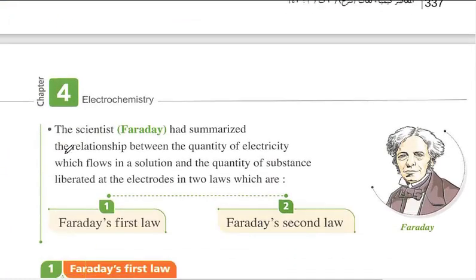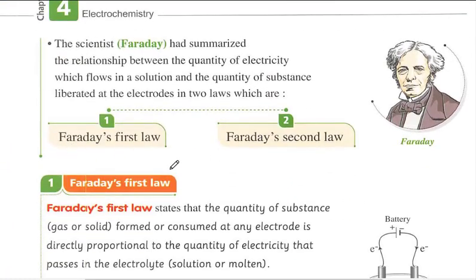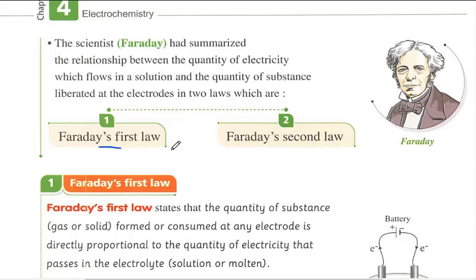So here are Faraday's two laws. The first law speaks about the quantity of electricity which is required to liberate some substance on one of its electrodes. What is the relation between the mass of the liberated substance and the quantity of electricity used to liberate this substance? Is it an inverse relationship or a direct relationship?